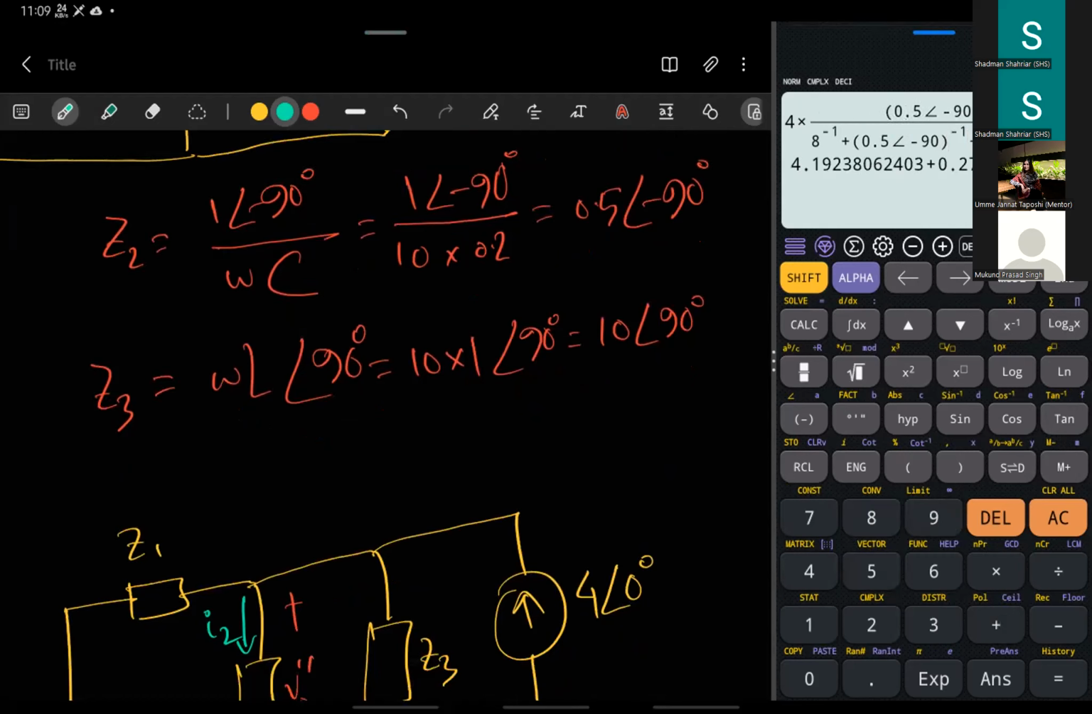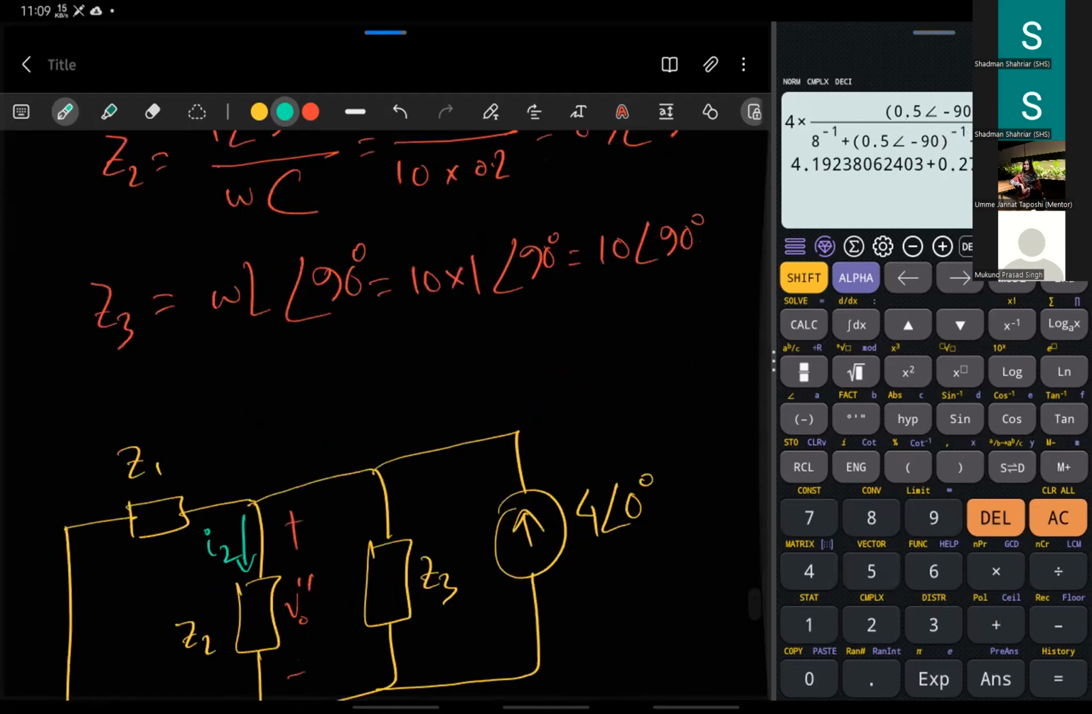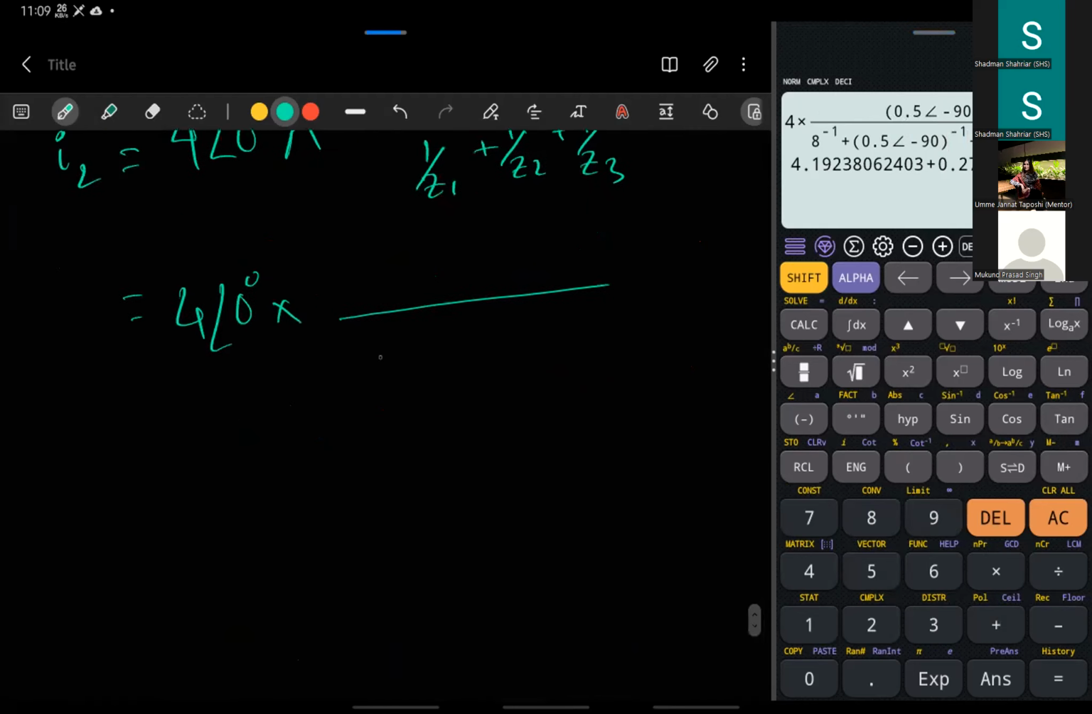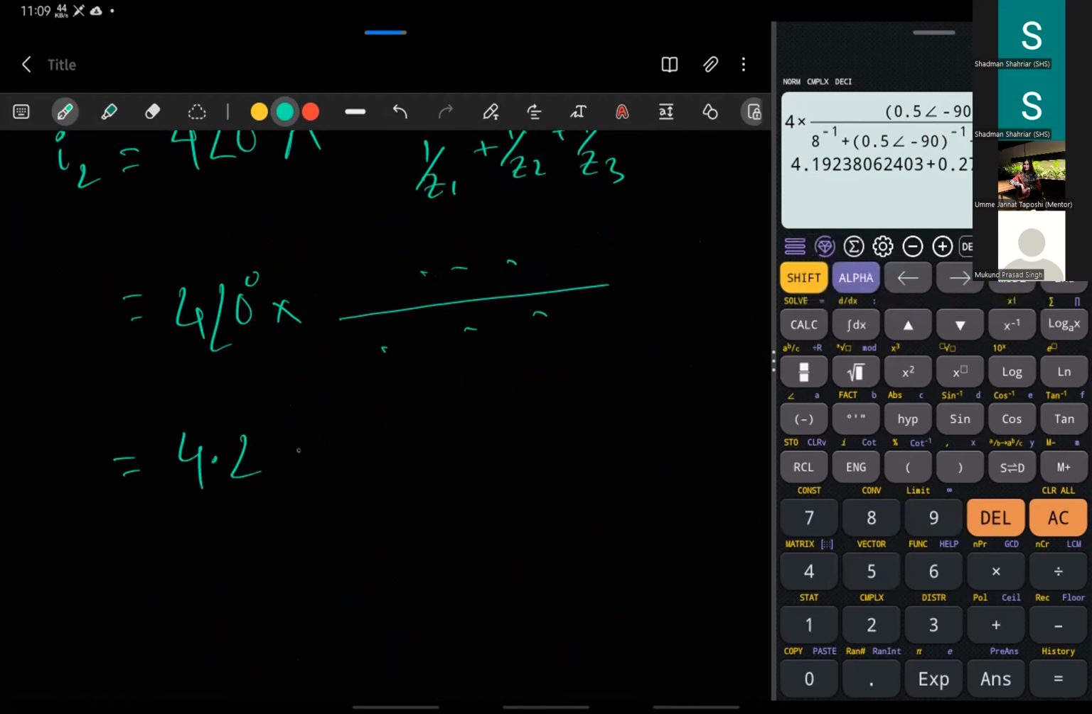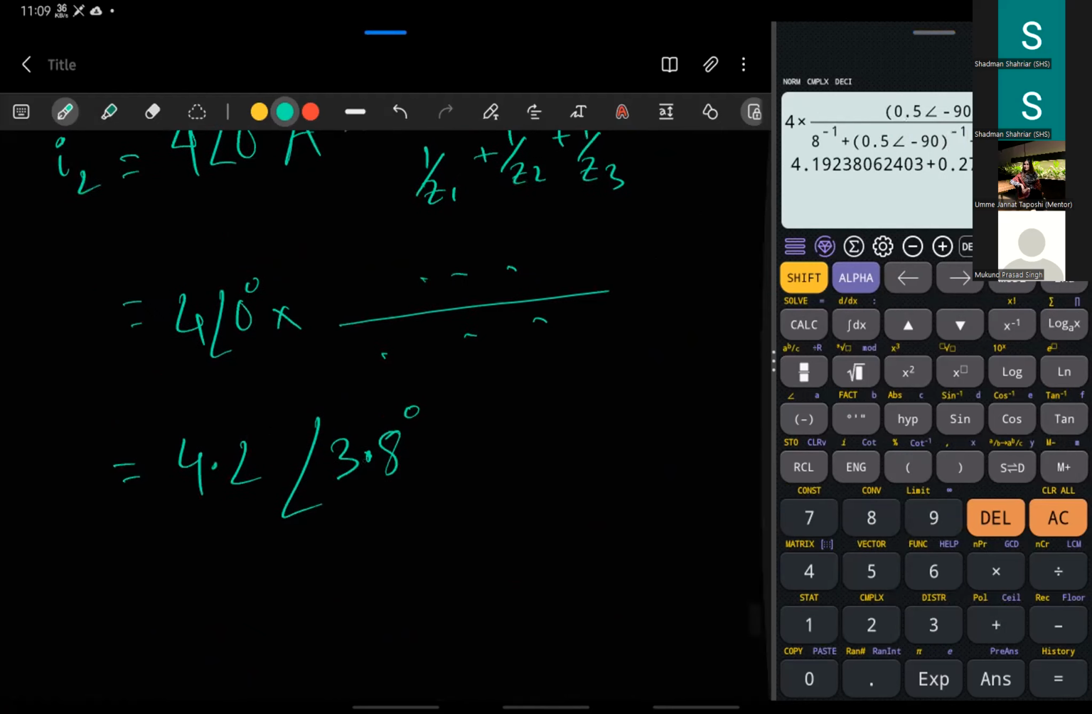So the result is your current I2. If you put in all these values, the result we get is 4.2 angle 3.76 degree, or 3.8 degree, whatever. You don't need to write up to 2 decimal points in the degrees term.